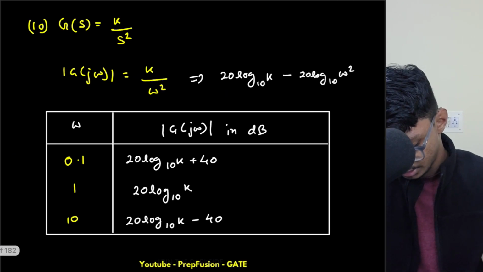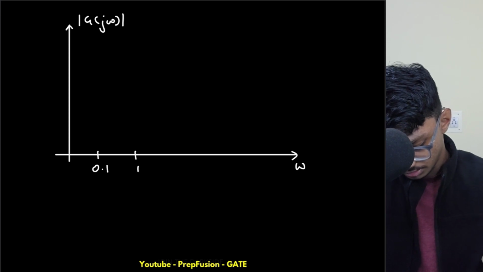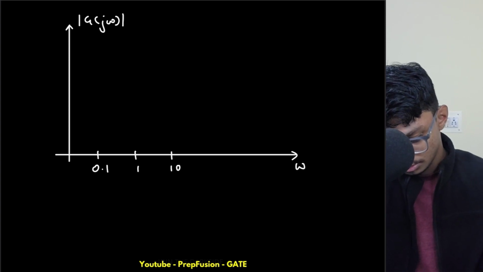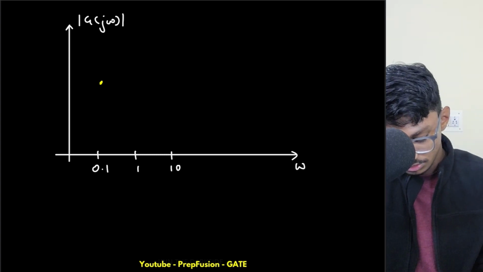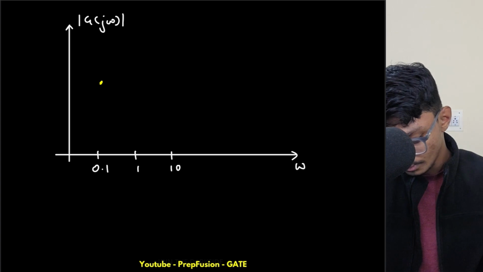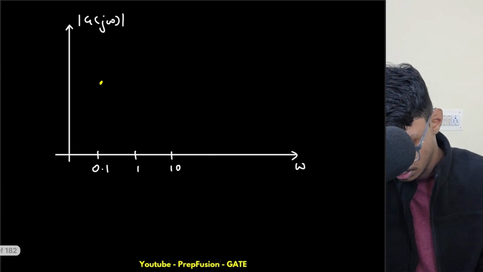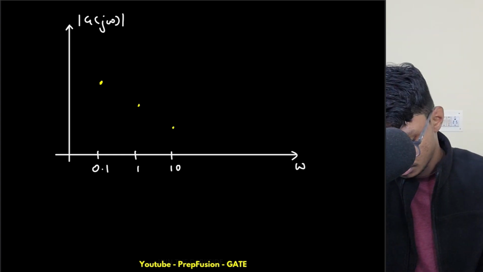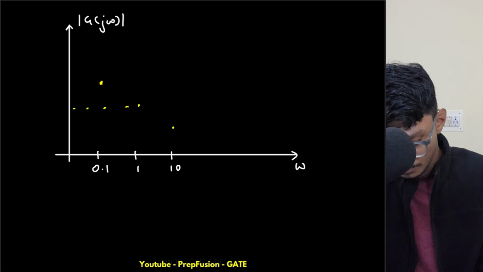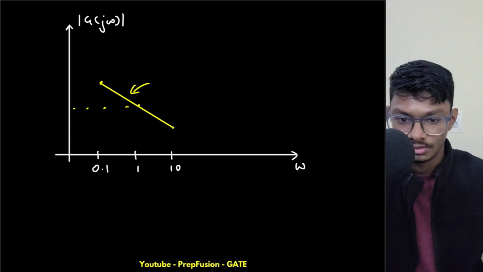So let's name these 3 points. Here this is 0.1, this is 1 and this is 10. Here my magnitude was almost 20 log k plus 40. Then it becomes minus 40, then it becomes again minus 40. So this is like a straight line itself. Okay, and what is the slope?